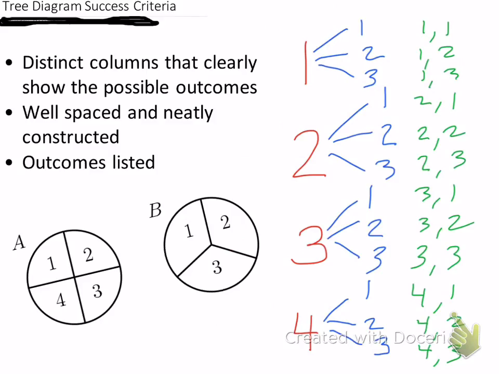So now let's talk about a success criteria to help us ensure we complete all the steps when organizing outcomes with a tree diagram. I'm using the same two spinners, and you can see that I have 2 distinct columns, one in red and one in blue, that show all the possible outcomes for each spinner. Everything is well spaced and relatively neat. And in green, I have listed all of the outcomes, and in this case, I have 12 possible outcomes.